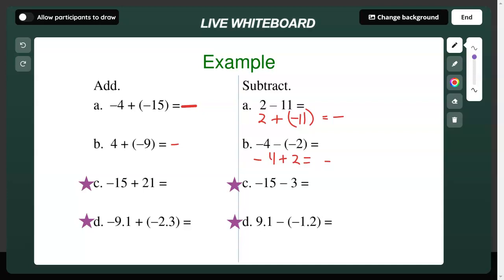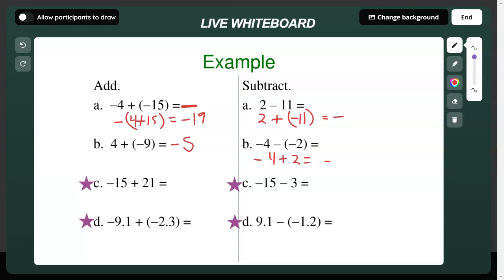So if I do -4 plus -15, I know my answer is going to be negative. And since they're the same sign, I just have to add the 4 and the 15, which gives me negative what? Good. All right. Since I have different signs on B, what am I going to do with 9 and 4? And that gives me what? Yeah. And so I knew my answer was going to be negative, so I get -5.